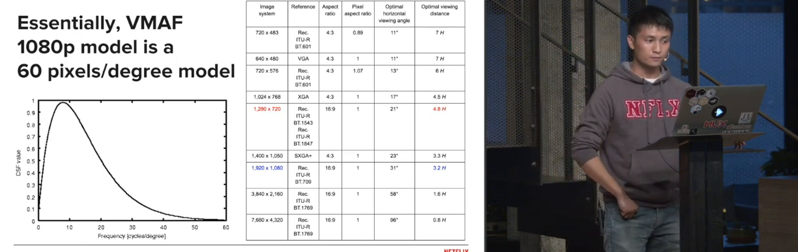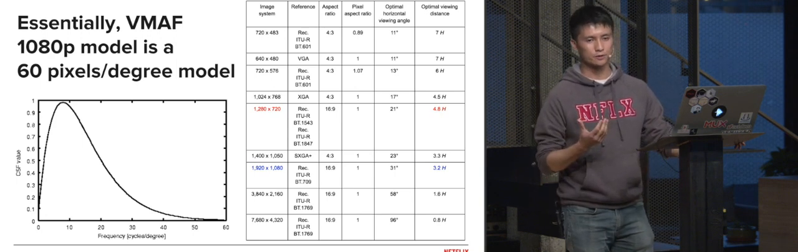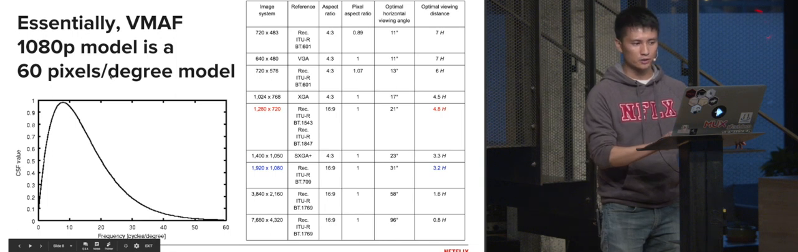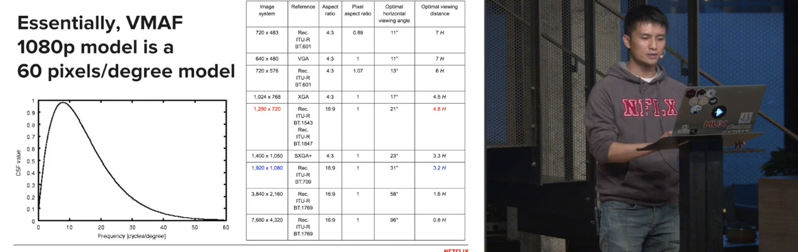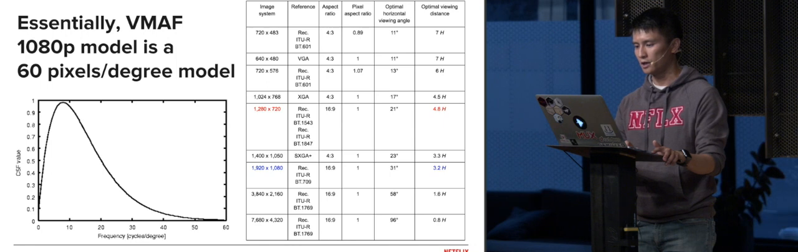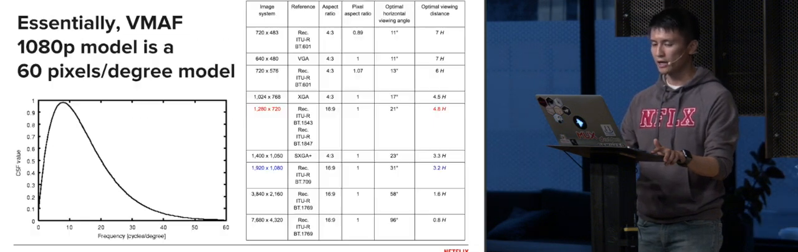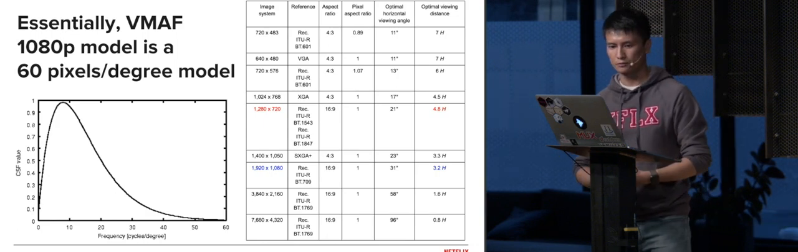If you're doing the math, 60 cycles per degree corresponds to about 120 pixels per degree. And we're picking 60 pixels per degree because it roughly matches 20% of this response, a point here. Based on this formula, if you're viewing a 1080p video, the best viewing distance is 3.2 times the height of the display, but we're just using a rough approximation of about 3 times the height. So what we can really say is the VMAF 1080p model is essentially a 60 pixels per degree model.